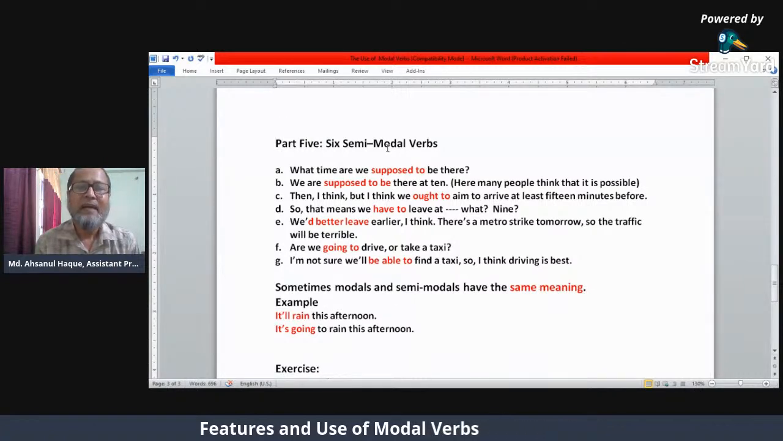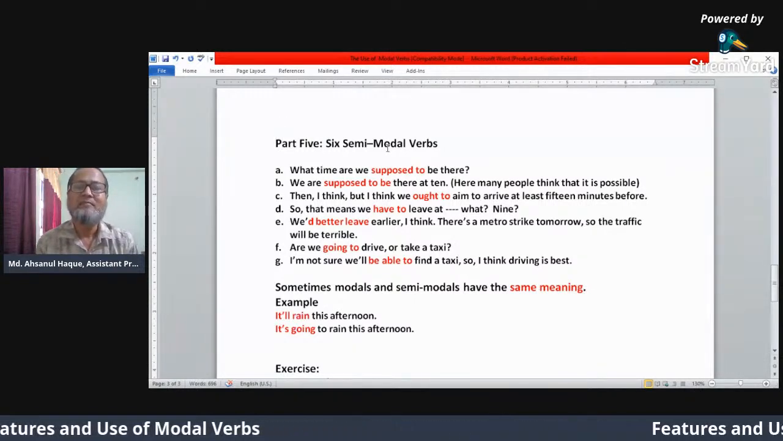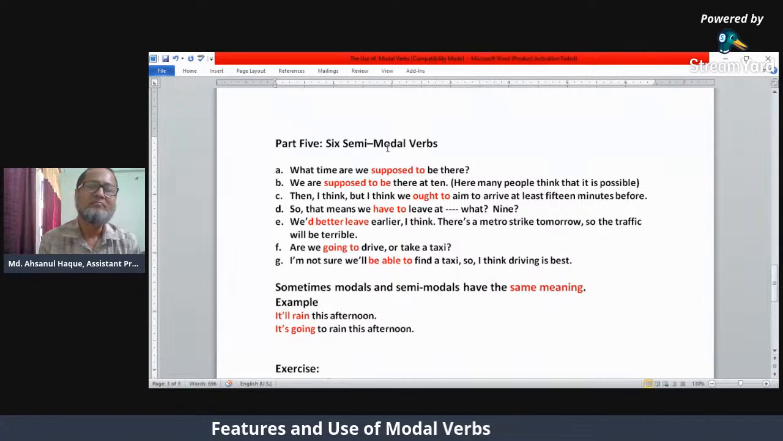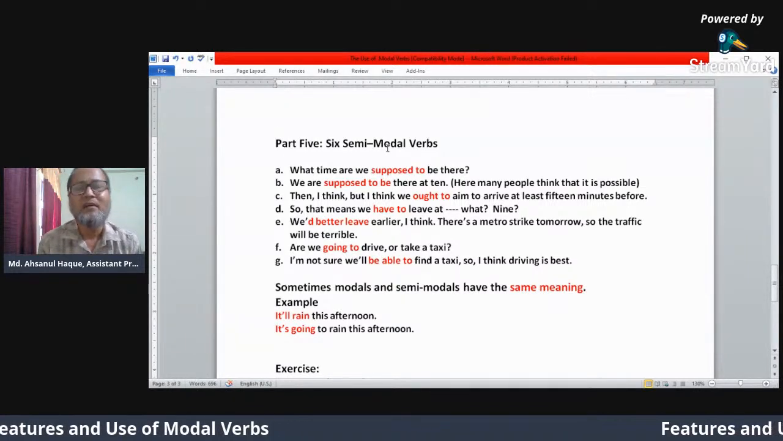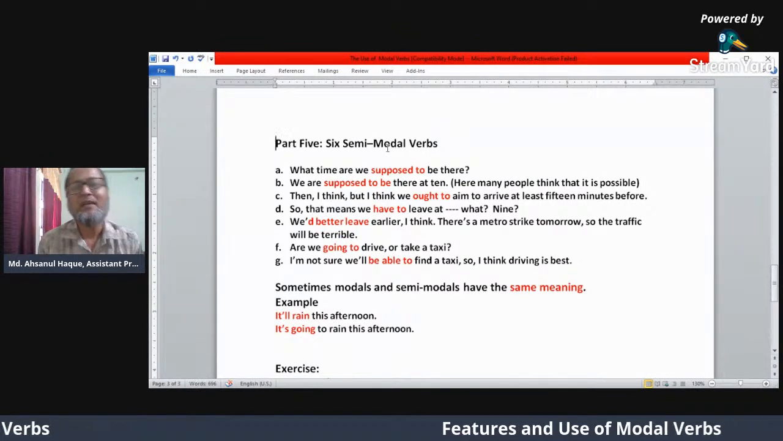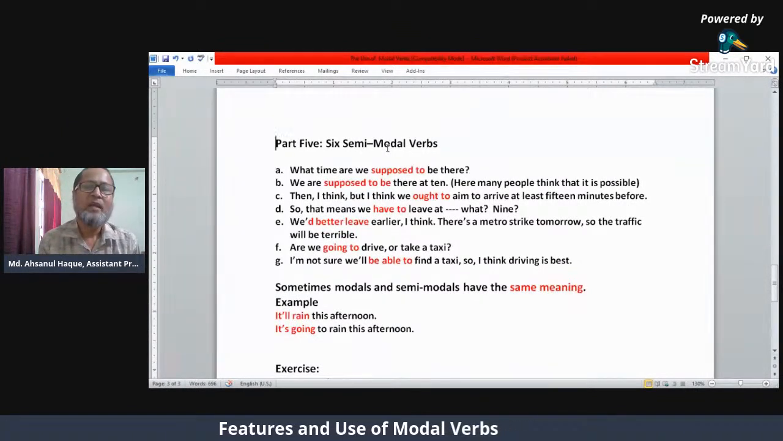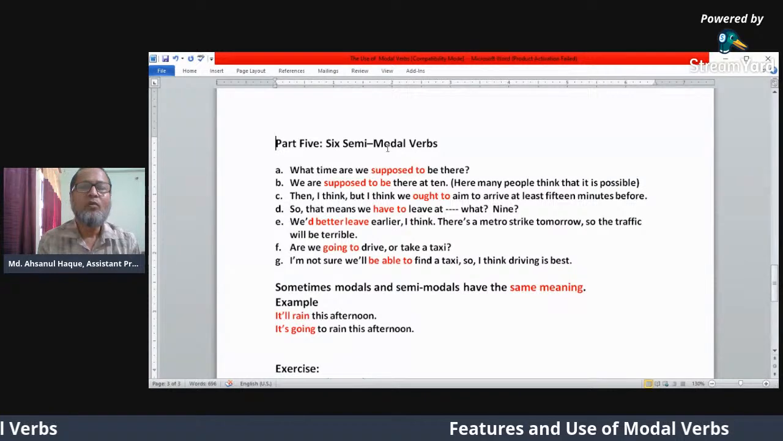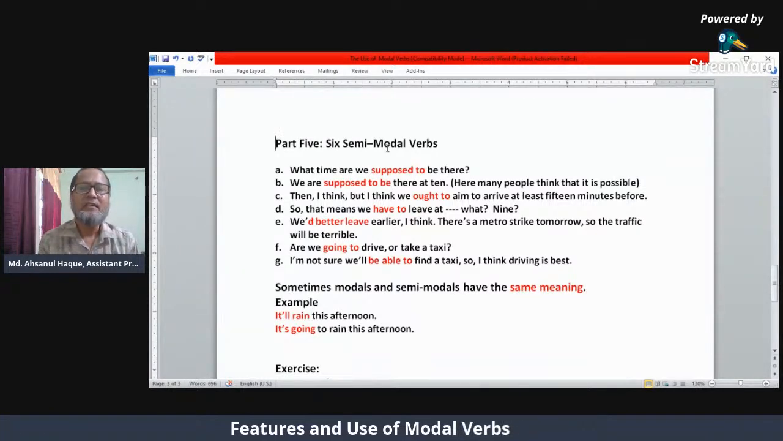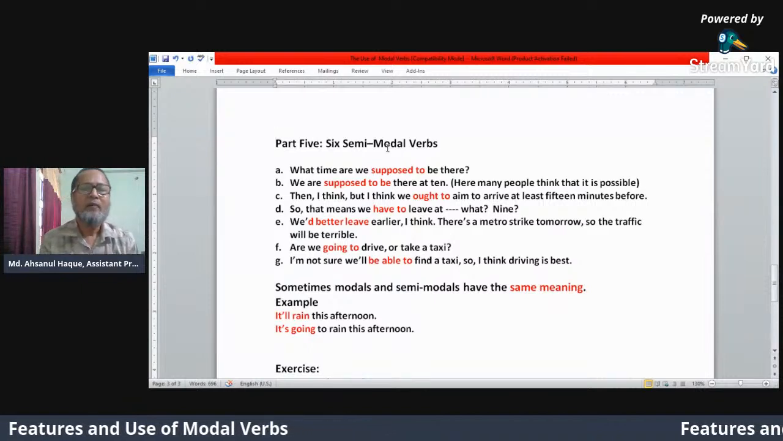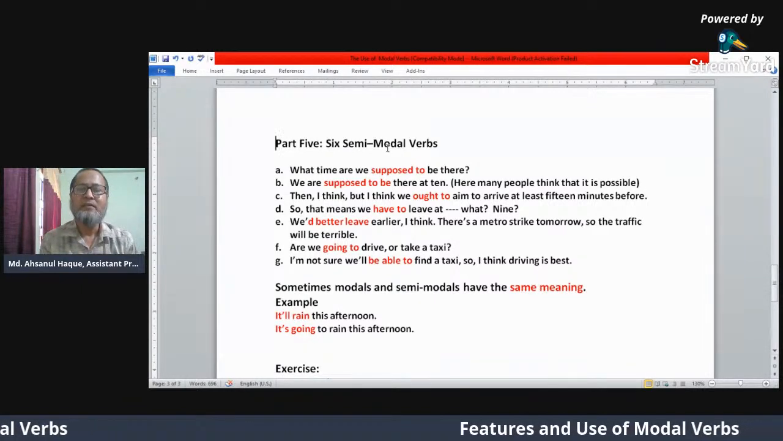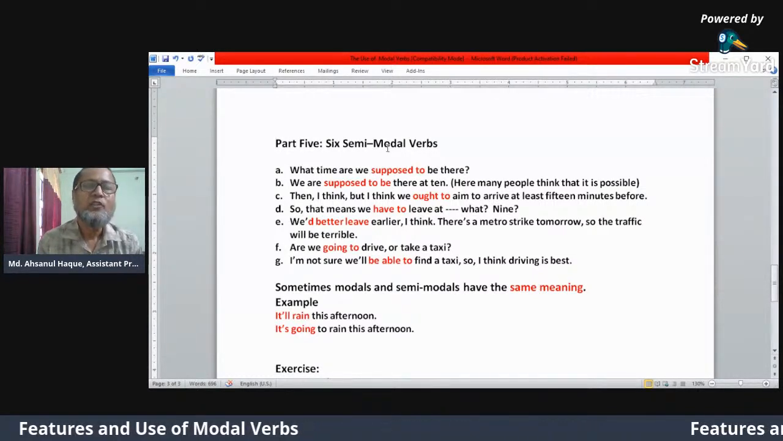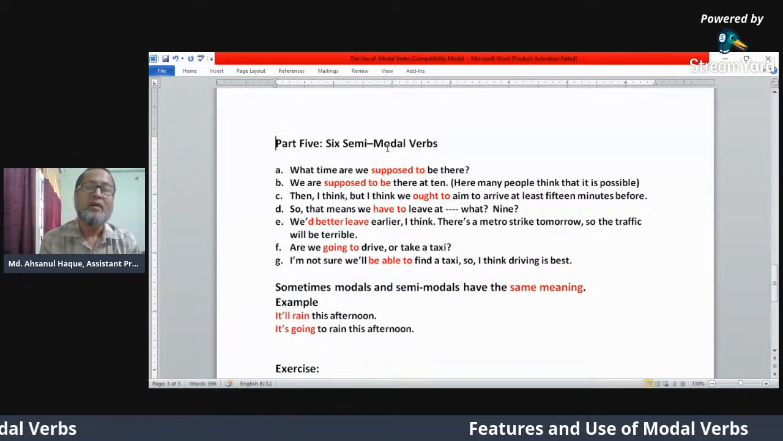Number E. We had better leave earlier, I think. There's a metro strike tomorrow, so the traffic will be terrible. Had better leave earlier. We should leave earlier. Meaning same. Are you going to drive or take a taxi? I'm not sure we will be able to find a taxi, so I think driving is best. So these are the 6 semi-modal verbs.